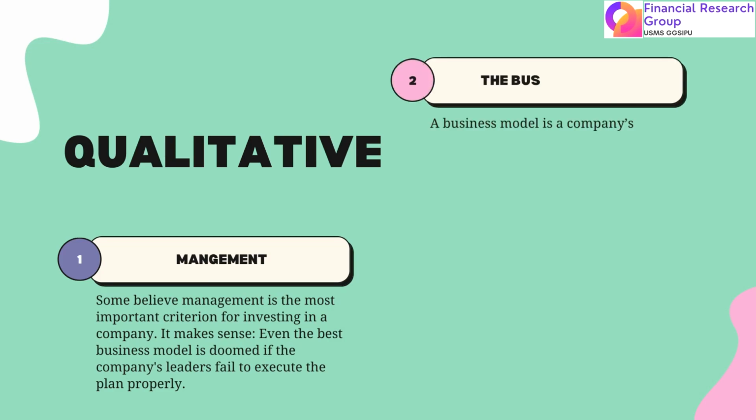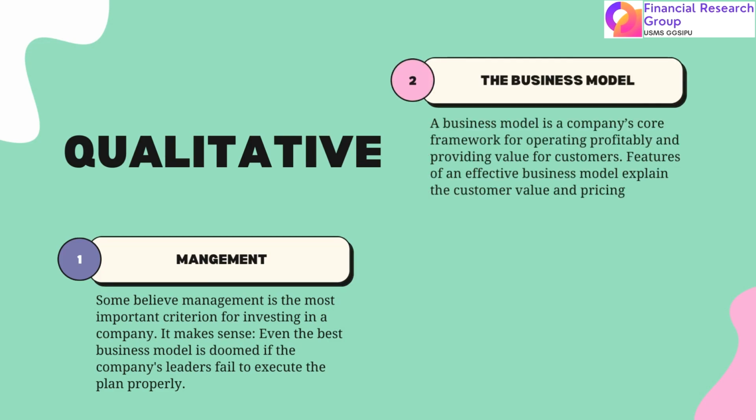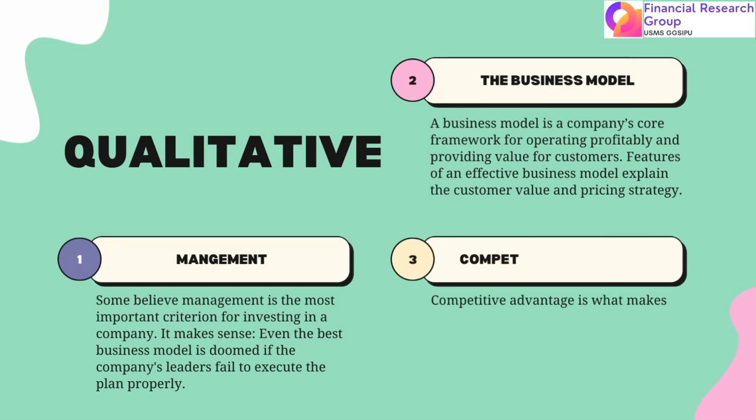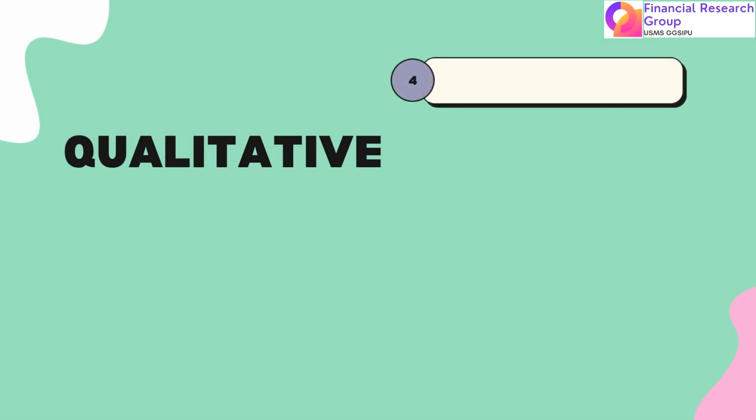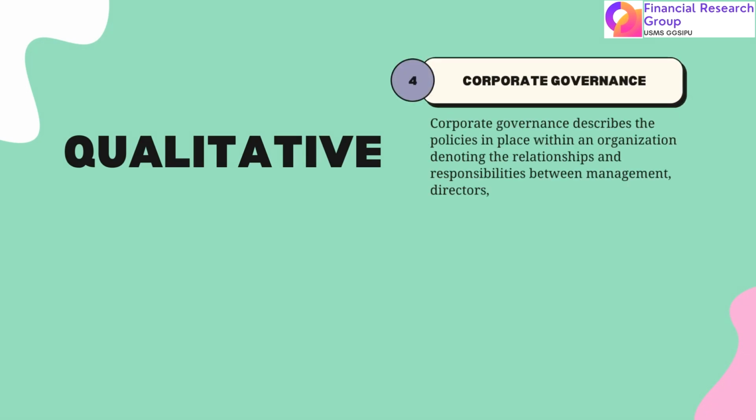Second, the business model. A business model is a company's core framework for operating profitably and providing value for customers. Features of an effective business model explain the customer value and pricing strategy. Third, competitive advantage. Competitive advantage is what makes an entity's products or services more desirable to customers than those of any other rival. A company's long-term success is primarily driven by its ability to maintain a competitive advantage and keep it.